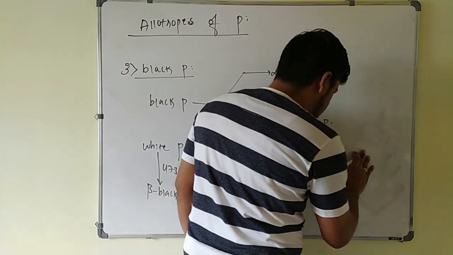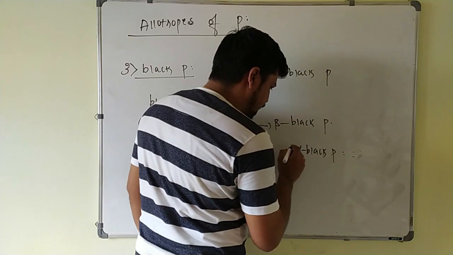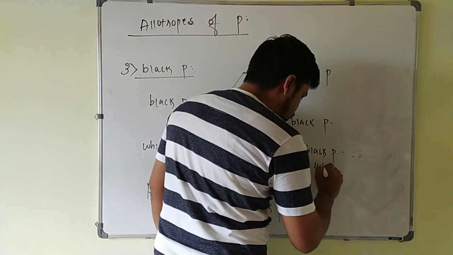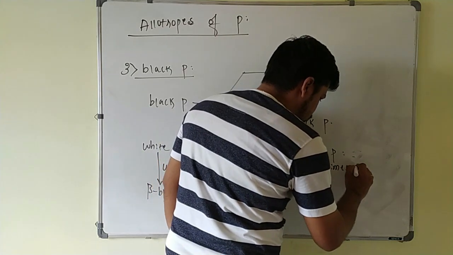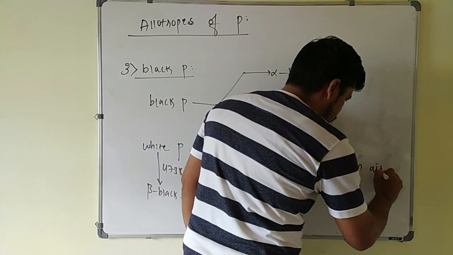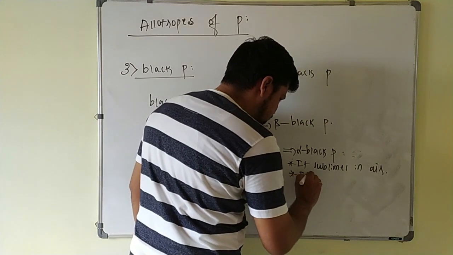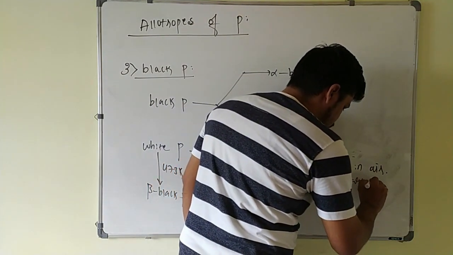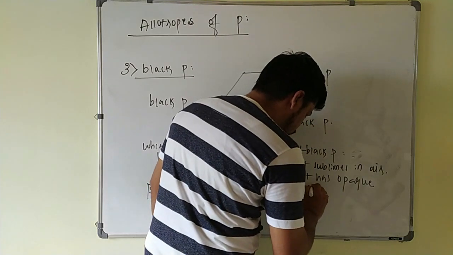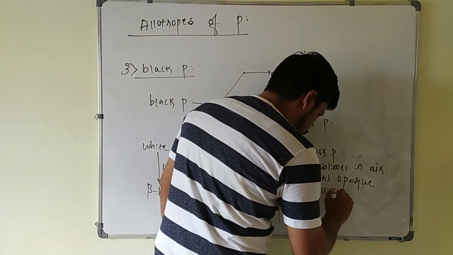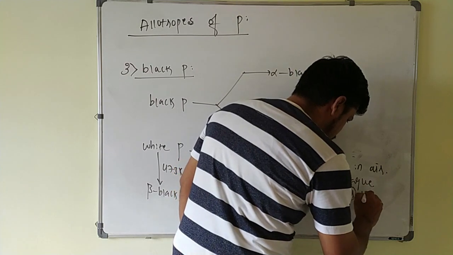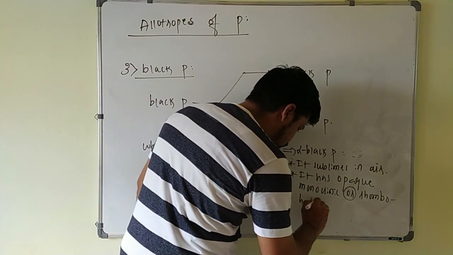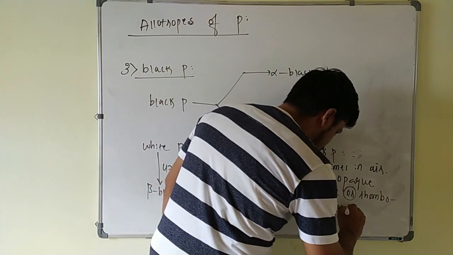Some two points about alpha black phosphorus: it sublimes in air. Next, it has an opaque monoclinic or rhombohedral structure.